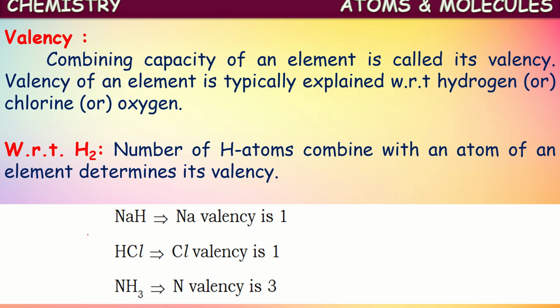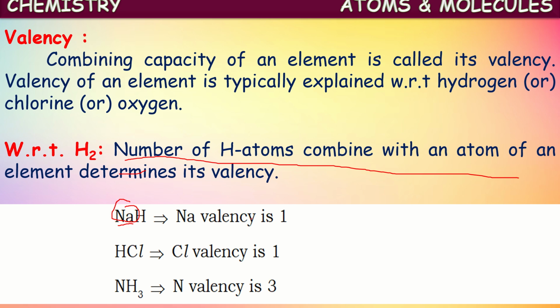Generally, hydrogen's combining capacity is 1. Everyone knows that. Hydrogen valency is 1. The number of hydrogen atoms that combine with an atom of an element determines its valency. For example, sodium is one of the elements. One atom of sodium is combining with one atom of hydrogen. So sodium valency is how much?